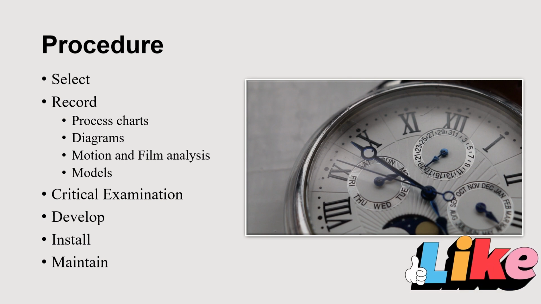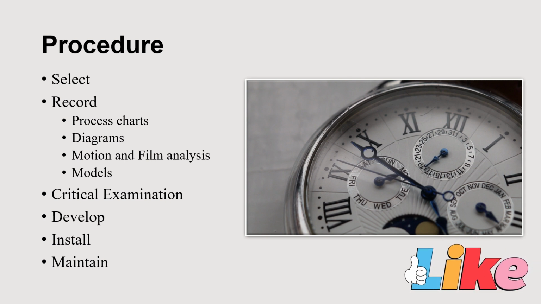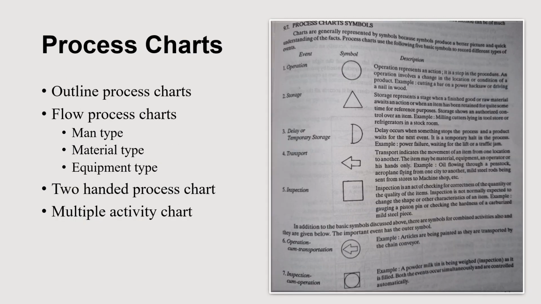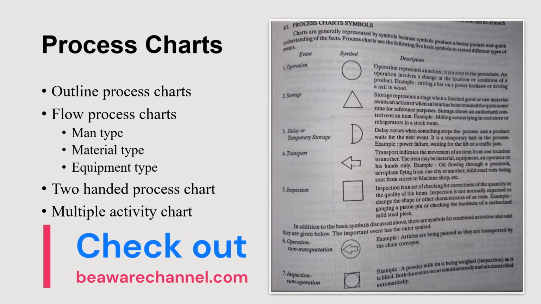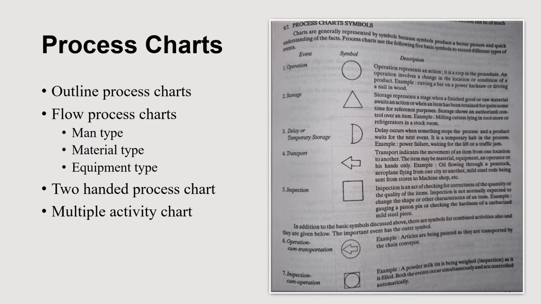Then let us check out the first thing, which is process charts. This is the second step in the procedure to record the information. On the right side, you see the process chart symbols. Circle is used for operation, triangle for storage, semicircle for delay, and then transport, inspection and so on. These are the symbols used while we are going to create the process charts.